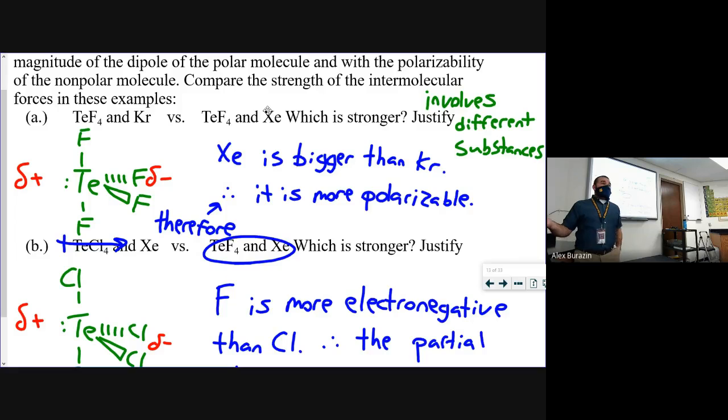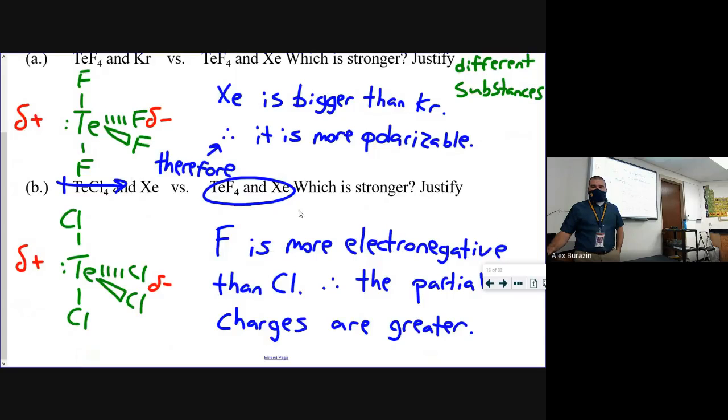Xenon's bigger. Bigger atoms, bigger molecules, they have more electrons. And the more electrons something has, the more polarizable it is. Meaning, you can move the electrons around further. You can push them. You can manipulate them to a greater extent. And as a result, you get bigger charges when you push them. Okay, you can manipulate it more. You get bigger partial charges, stronger attractive force.